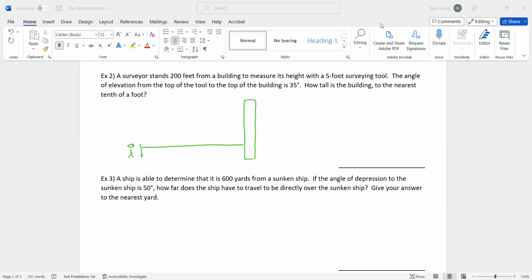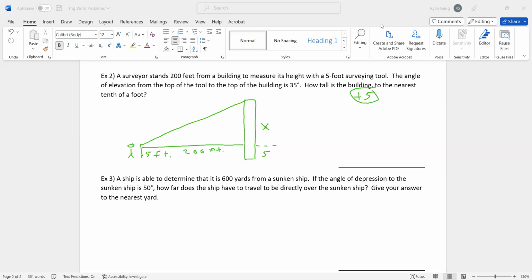I want to show you something that's happening here. The tool is 5 feet tall. We are 200 feet from the building. We want to know how tall the building is. Well, with the way the triangle is set up, we're missing 5 feet here, right? Because the bottom of that triangle is 5 feet above the ground with the way it's drawn. So what I'm going to have to do at the end is add 5 to my answer. I like to note that before I even do the problem, because that reminds me I need to add 5 to my answer at the end.